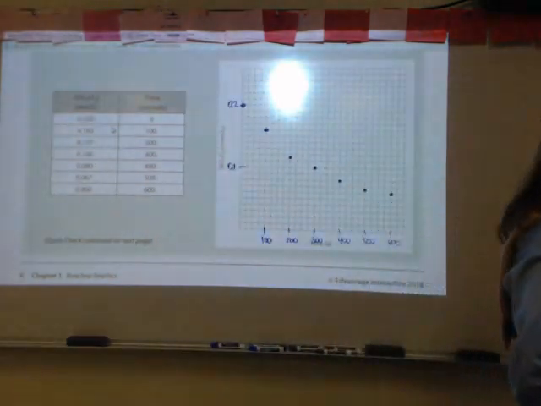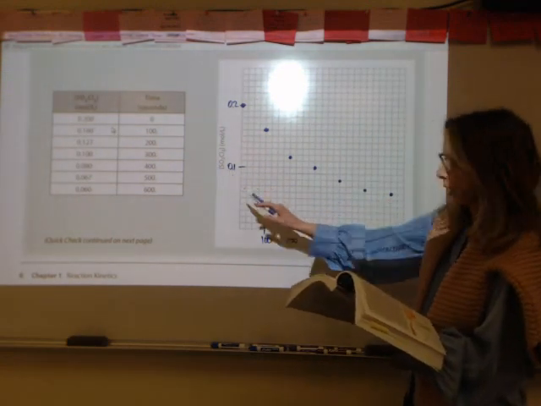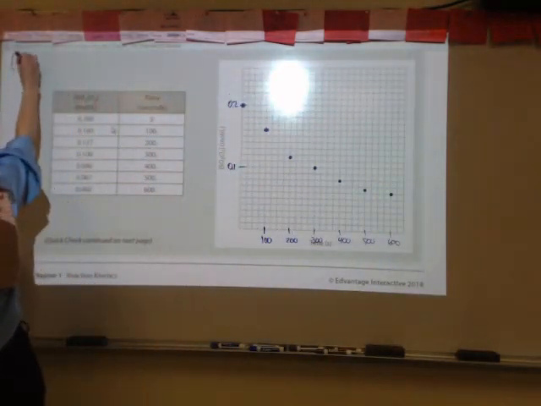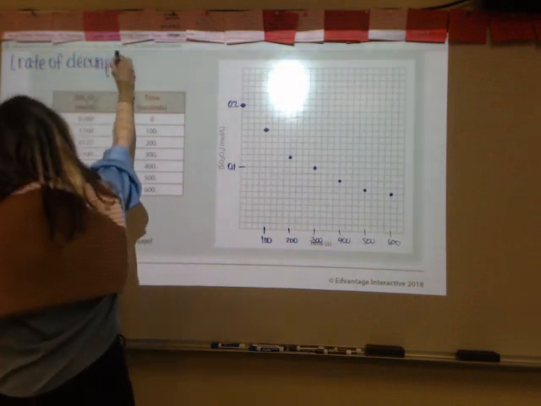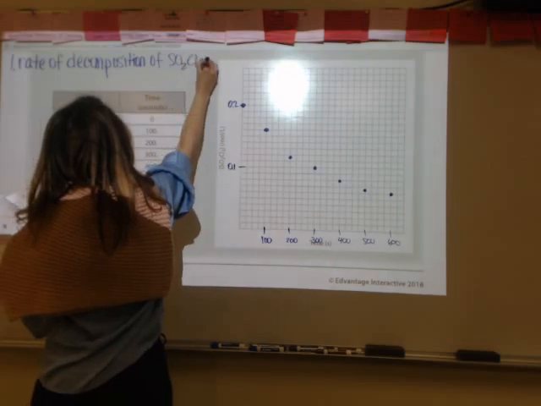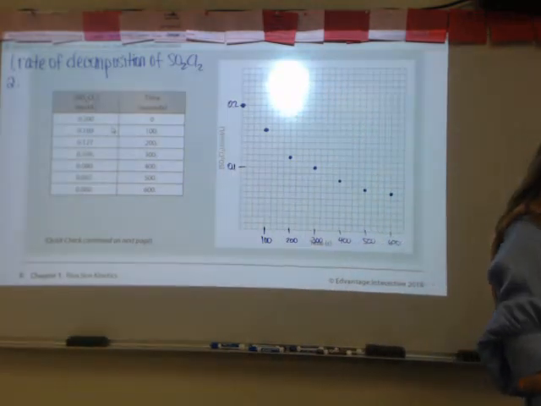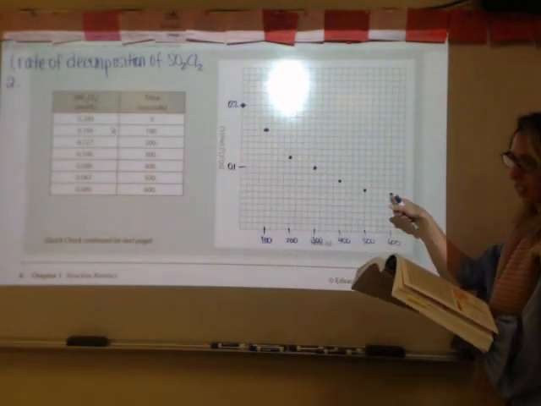And then if you turn the page to the questions, it says, what would the slope of this graph, the change in concentration of thionyl chloride versus time, represent? Well, this is going to be the rate of decomposition of thionyl chloride, okay? And then number 2, it says, how does the slope of the graph change as time passes? Well, doesn't it become less and less steep?